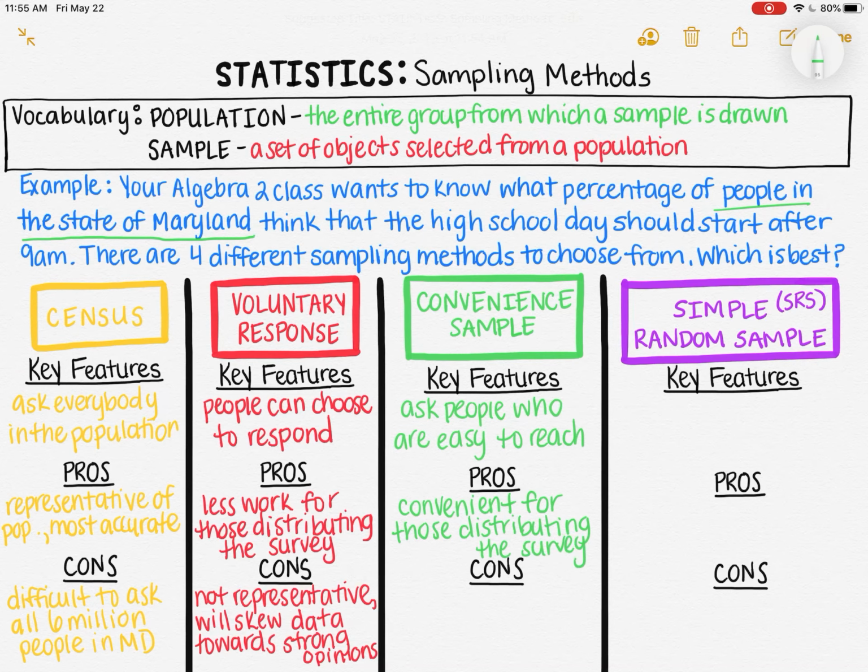It's probably just going to give you responses from a certain group, whether that's a geographical location, like if you're standing at a grocery store and you just get responses from people in your community, that's not going to be representative of the whole population of Maryland. And even if it's on social media, you're still only getting responses from people in the group that see your posts. So you're only getting responses from one group, which will also skew the data, much like the voluntary response.